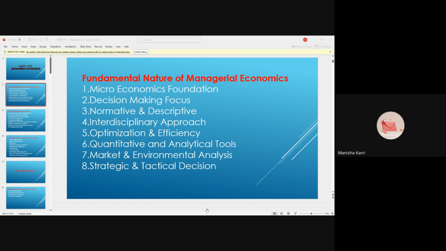And the last one is strategic and tactical decisions. Generally, managerial economics aids in making both strategic and tactical decisions. Strategic means long term and tactical means short term, which are aligned with the overall goals of the organization. By combining all these elements, managerial economics serves as a practical tool for managers to navigate the complexities of business environments and make informed and effective decisions.